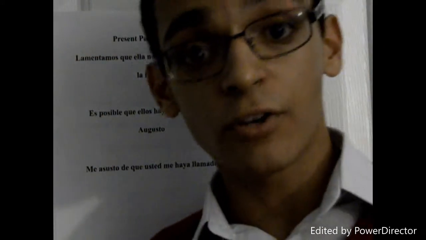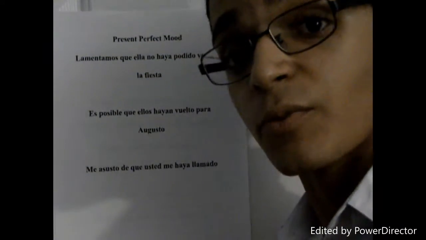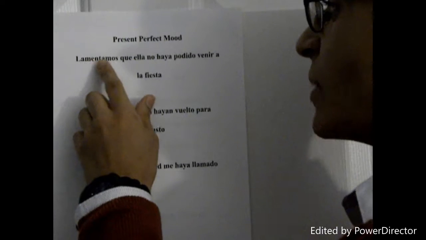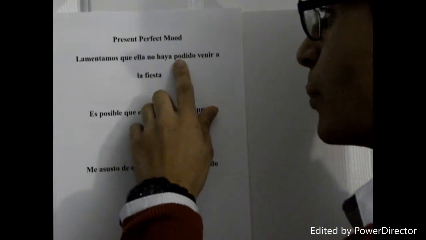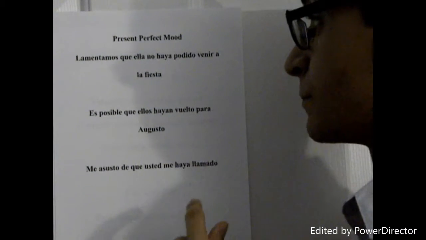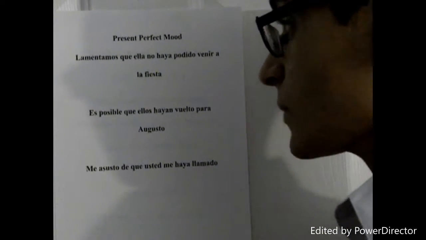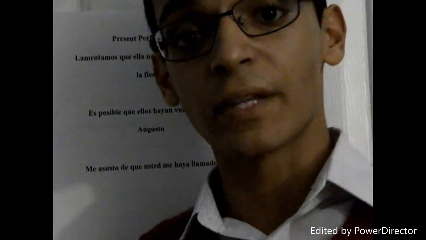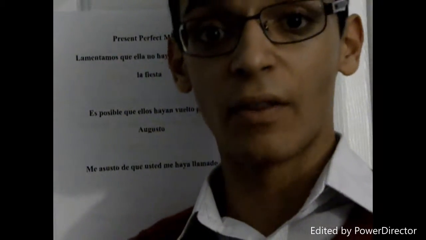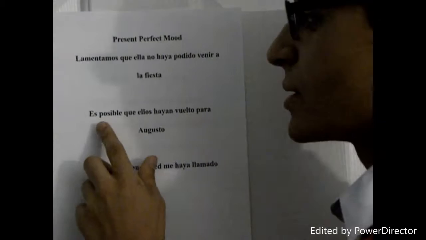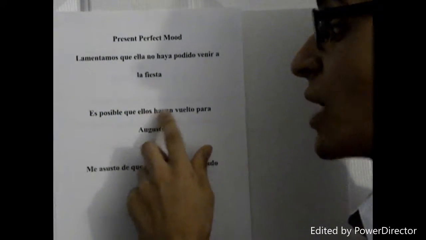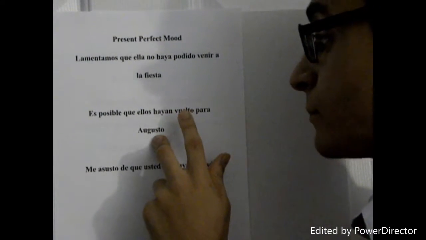Now, we shall return to the present perfect mood. Here are a few examples of the present perfect mood. Lamentamos que ella no haya podido venir a la fiesta. We regret that she will not be able to make it to the festival. Now this is something that happened in the past. As we said before, the present perfect mood is something that can either be in the past, ongoing, or will happen in the future. Our next example is Es posible que ellos hayan vuelto para el gusto.